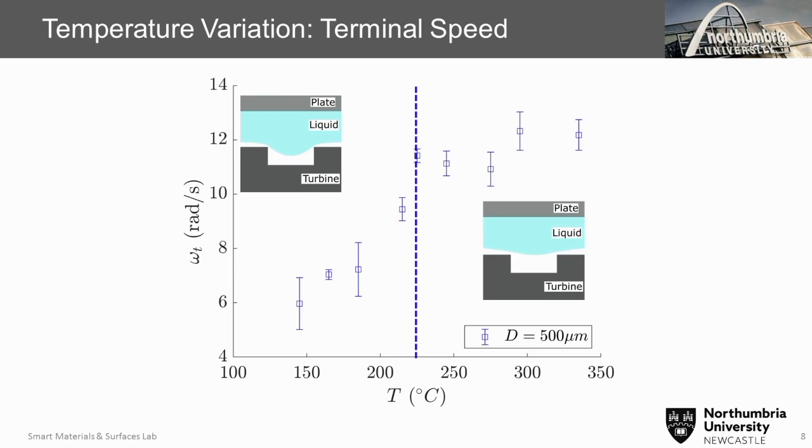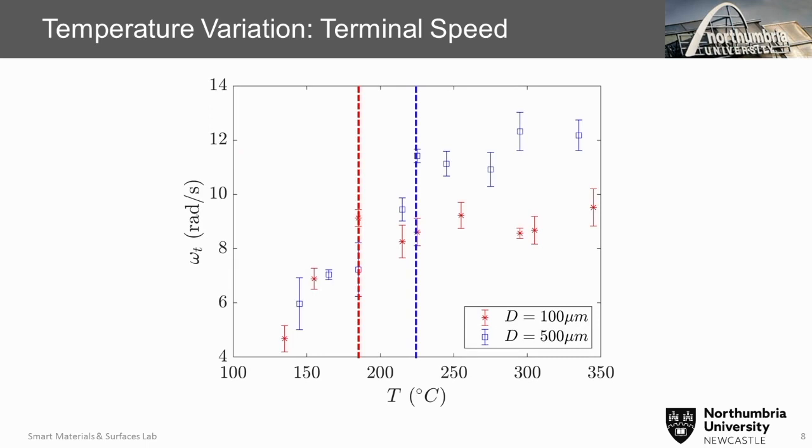And this transition point can also be moved if we change the groove depth. For a shallower groove, we see that this transition actually happens at a much lower temperature, which also implies that with a shallow groove, we cannot really get a high speed, or the speed saturates after a certain temperature.